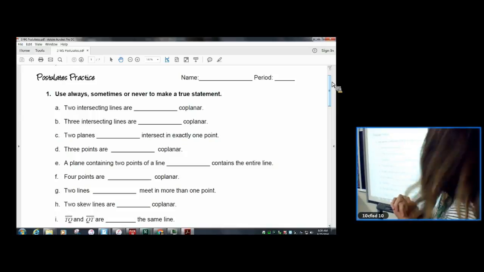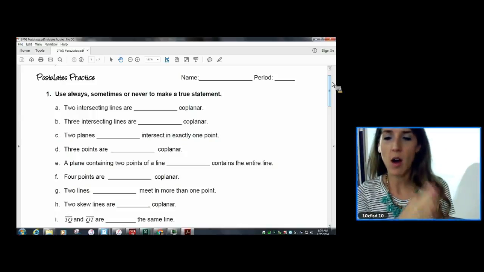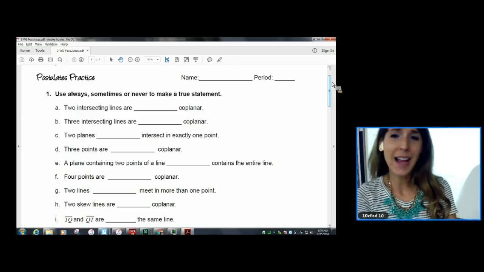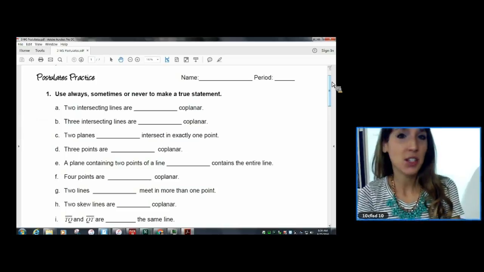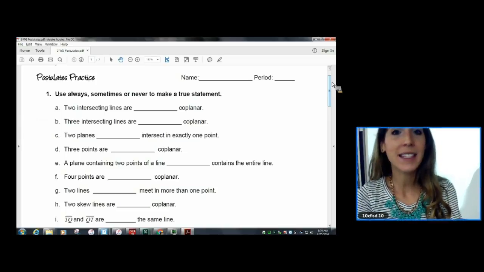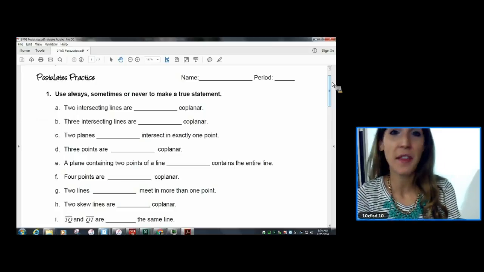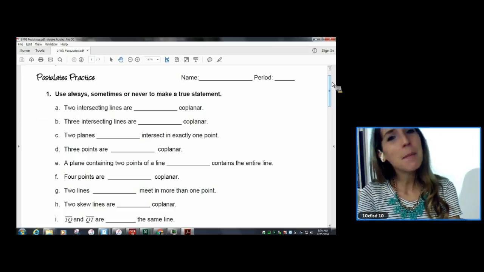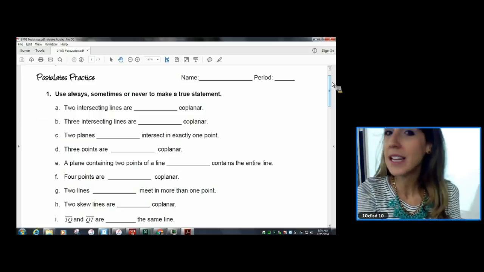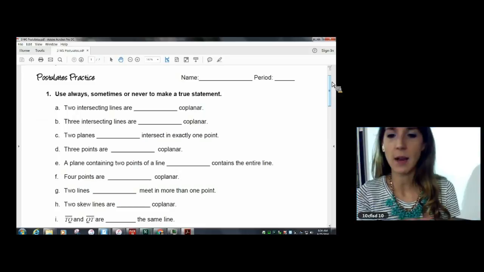Postulates practice, number 1A. So we are using always, sometimes, or never to complete the statement. We know that always kind of means true. If that statement is true all the time, every time, we put always. Never means the statement is just plain false. There's nothing good about the statement. And then sometimes means the statement could go either way. I could find a time when it's not true, and I could find a time when it's true.